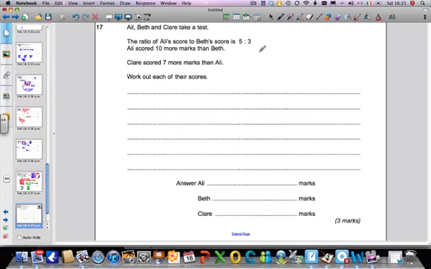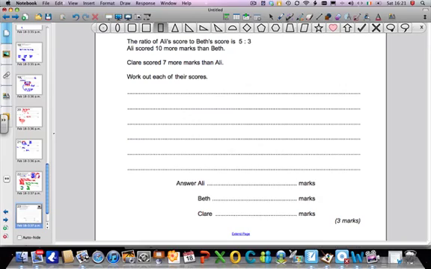Okay, question 17. The ratio of Ali's scores to Beth's score is 5 to 3, and it tells us that Ali scored 10 more marks than Beth. Claire scored 7 more marks than Ali, and we're asked to work out each of their scores. Now this question can be really difficult to do without a little picture, so I'm going to draw a little picture.